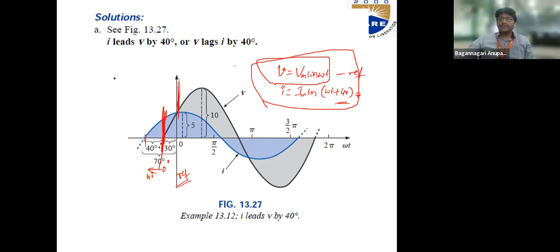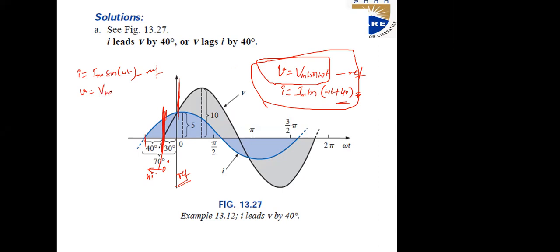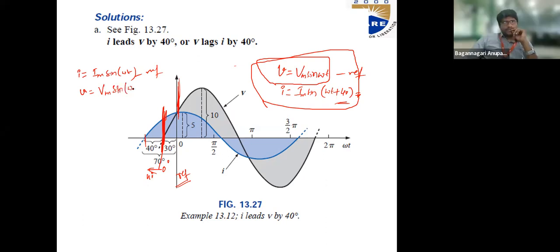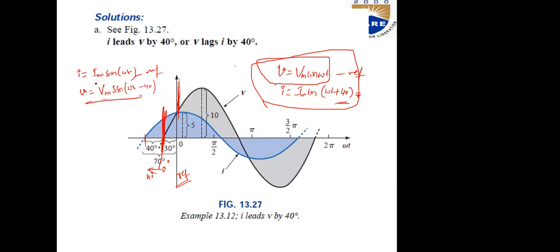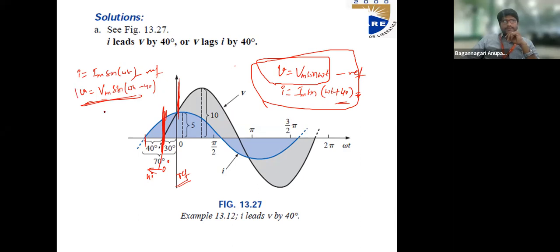What happens if I write the current as the reference? Let me take it as sine omega t. I take this as the reference. What value of V do I have to write for the same waveform? The representation remains the same, right? Vm sine omega t minus 40. Yes, minus 40. So now I can say voltage is lagging current by 40 degrees.